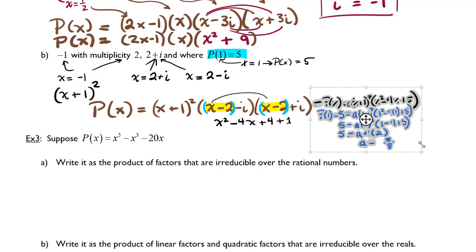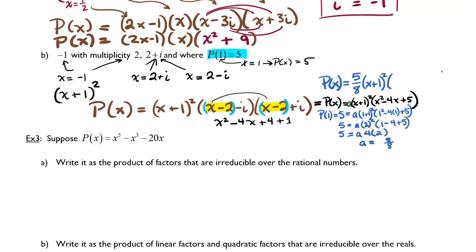So I can now rewrite this polynomial p of x in my final form. I'm going to say that p of x is going to equal a, which is 5/8, out front. That will ensure that my p of 1 equals 5. And then my first factor, x plus 1 to the second because of the multiplicity 2. And my complex conjugate pair of zeros, once FOILed, gives me x squared minus 4x plus 5.